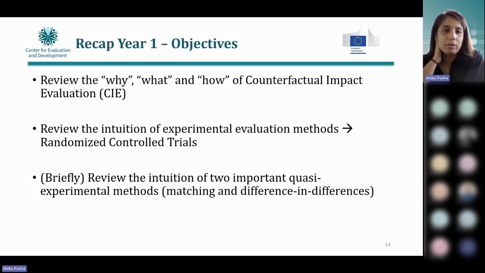And then we will, as I mentioned, briefly review 2 methods, which is matching and difference in differences, some of which, or a lot of it, will be relevant for you, given that your own projects might have this as an evaluation method.